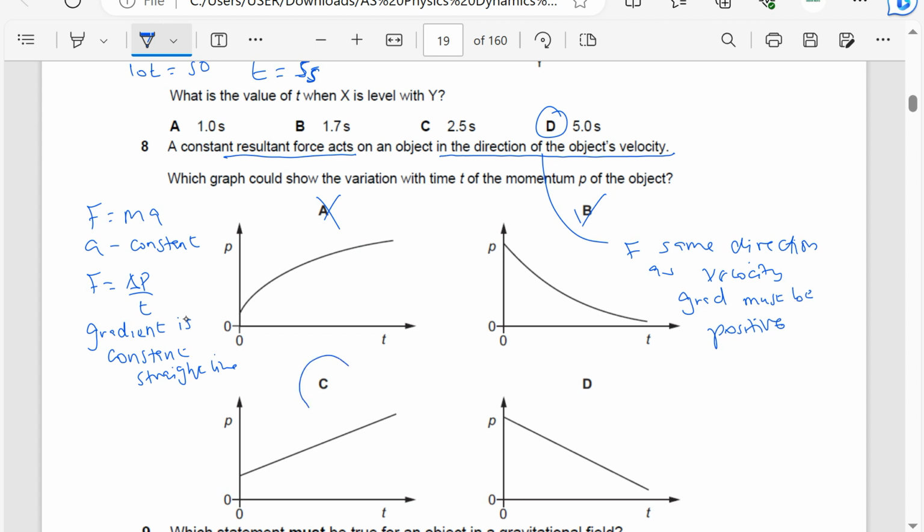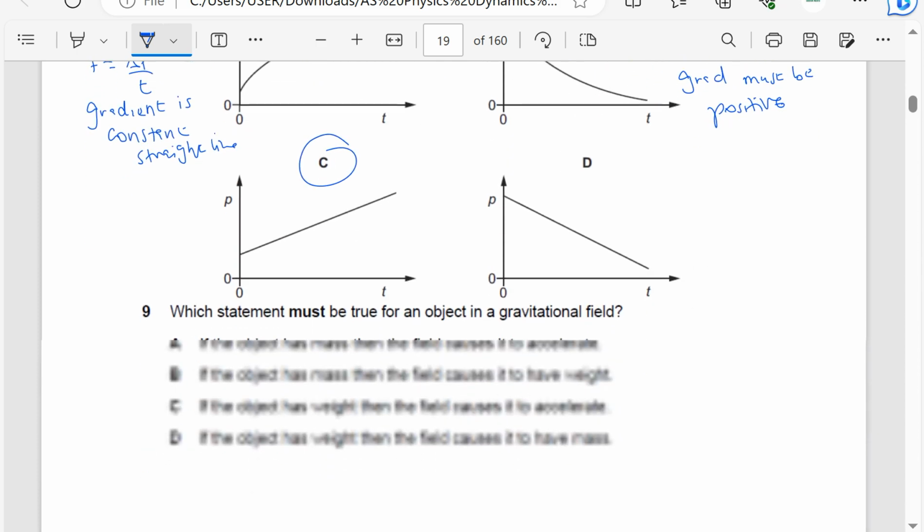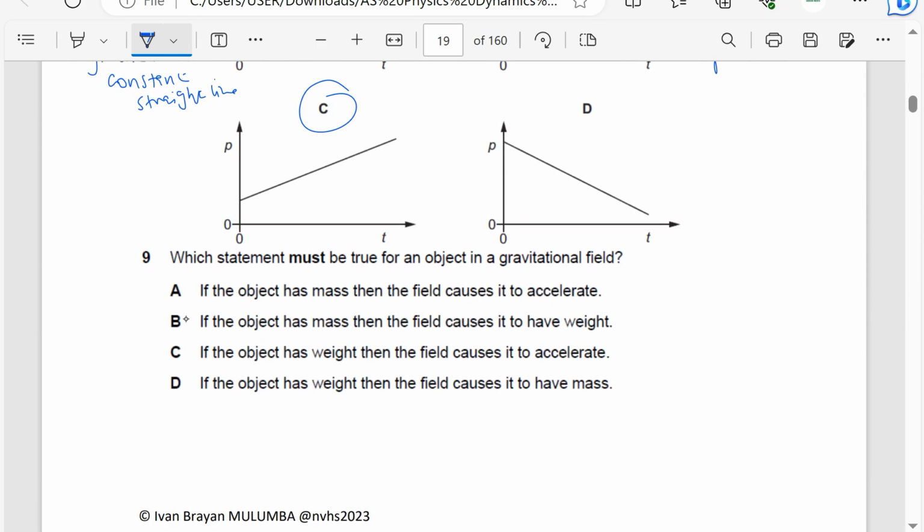Okay, so that means our answer is going to be C. C is the one giving us a positive gradient. Which statement must be true for an object in a gravitational field?